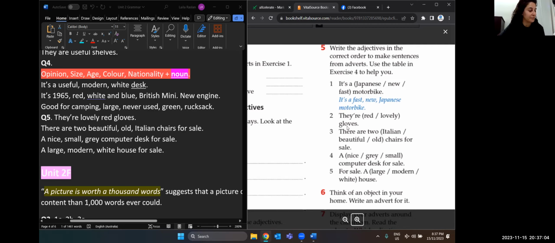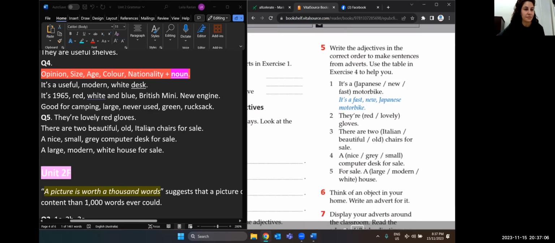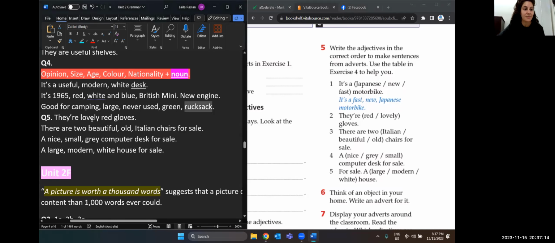Number 2, they're lovely red gloves. Yeah, they're lovely red gloves. Lovely is the opinion. That's what I think about it. Red is the color, and the noun, gloves, the object.